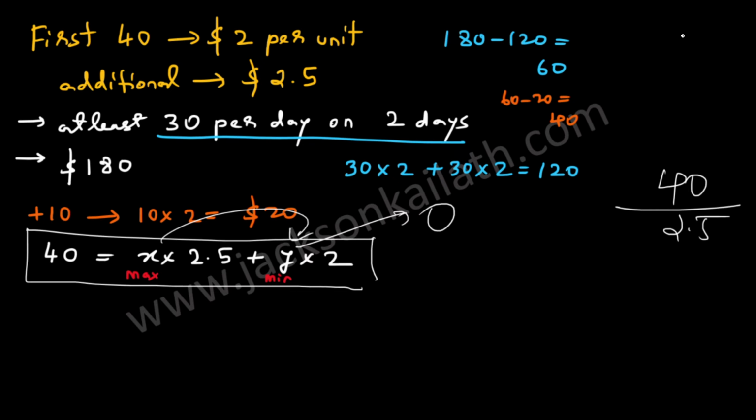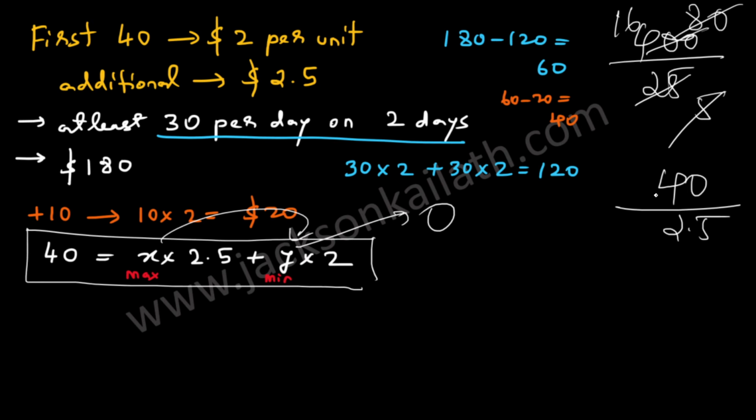So can I do that? Let's do that. 40 by 2.5 is 400 by 25. Now I cancel out 5 from the numerator and denominator. That's 80 by 5. Again I take out 5 and I get 16. So this is possible. I can put the value of x as 16 and the value of y as 0, and this will give me the maximum possible value.